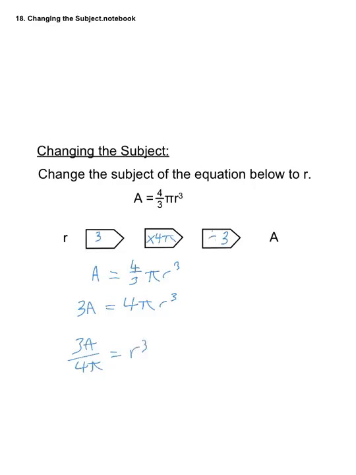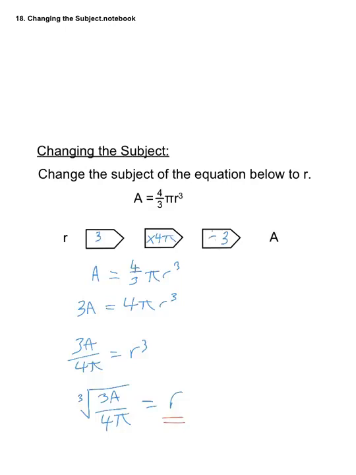And finally, we're undoing a cubed. That's what I said earlier when we were talking about the inverse operations. The opposite of cubed is cubed root, and the way you write that is you write the square root sign, but with a wee 3 at the side there. So our final answer is r is equal to the cubed root of 3A divided by 4 pi. And again, our r has been isolated all on its own, so that is us changed the subject.